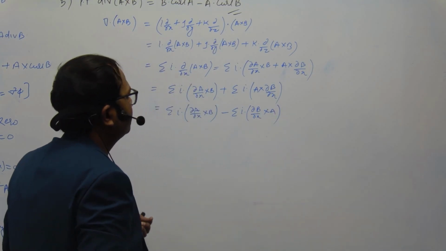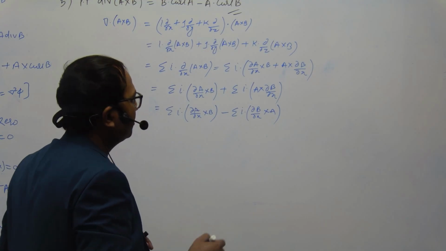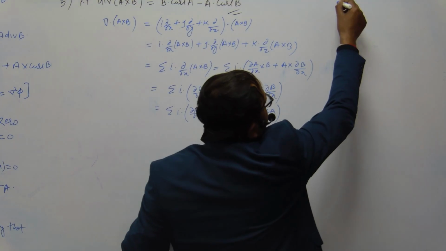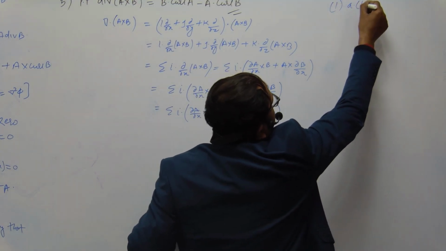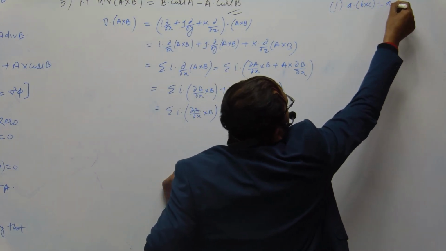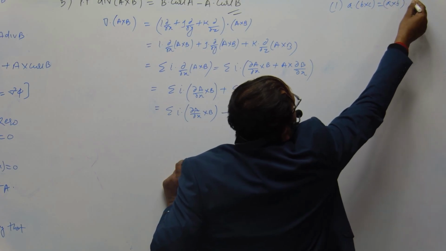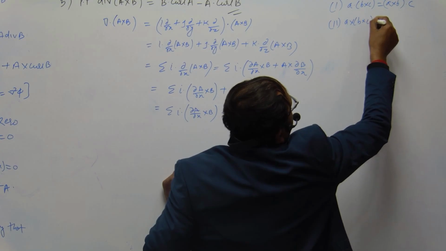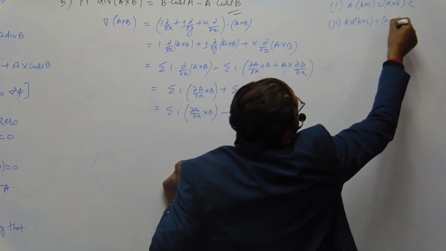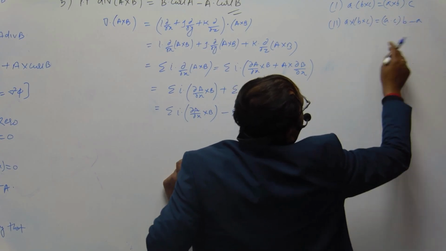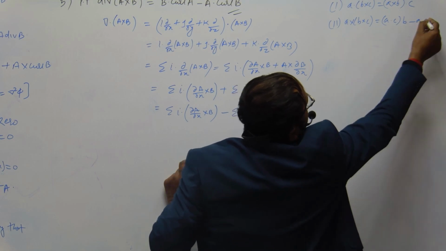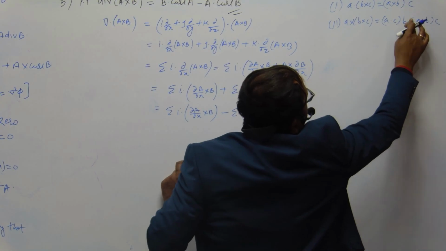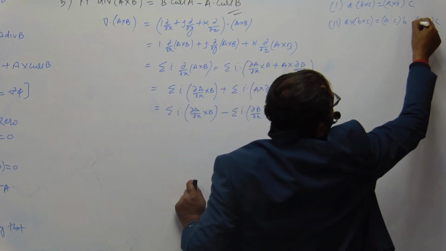Let us use the vector identities. The two important vector identities required for solving such type of questions are, the first one is A dot B cross C is equal to A cross B dot C. The second one is A cross B cross C, which is equal to A dot C into B minus A dot B into C.